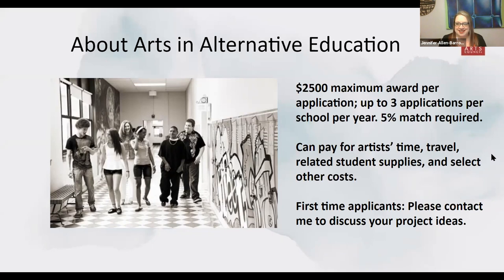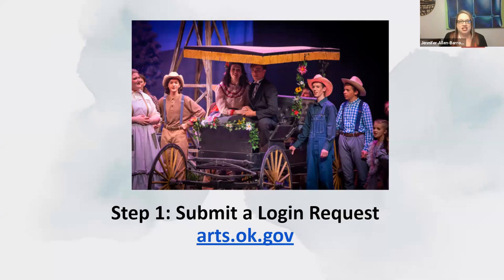Next slide, please. So if you want to apply for either of these grants, the first thing that you need to do is get a login request for your school. And you can do that at our website, arts.ok.gov. Heidi Costello oversees that process, and she is a pro at it, so she can help you with that. Whichever one you do, you need to do that. And then once you have that login request, you don't have to go through that step again. It's a one-time step just to get you in the system, and then you can just apply for grants till your heart's content.